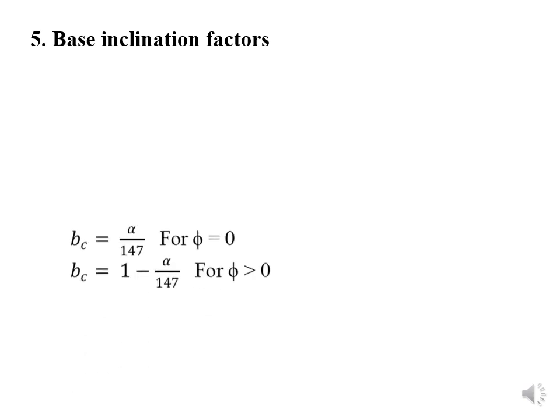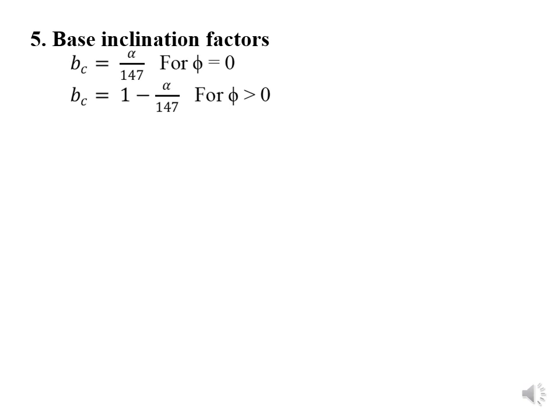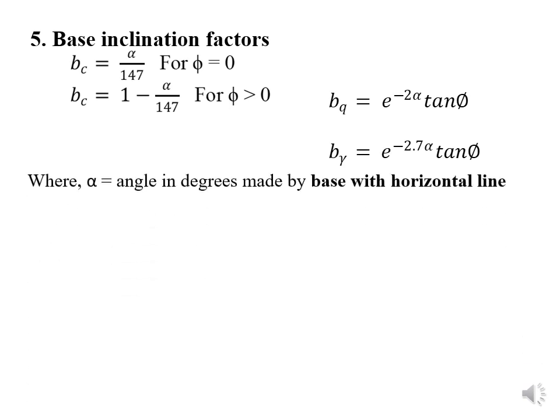So in that case, Hanson has taken some factors. BC is equal to alpha by 147 for phi equal to 0, and BC is equal to 1 minus alpha by 147 for phi greater than 0. Similarly, for BQ, a formula is also there. For B gamma, a formula is also there. Alpha here is the angle in degrees made by the base with the horizontal line. Horizontal line means the horizontal surface available below the base of the footing, right?